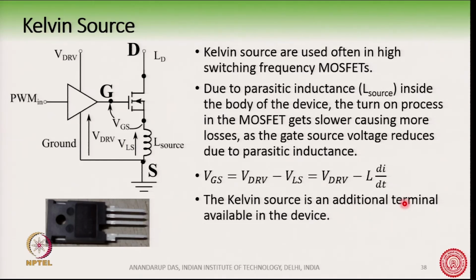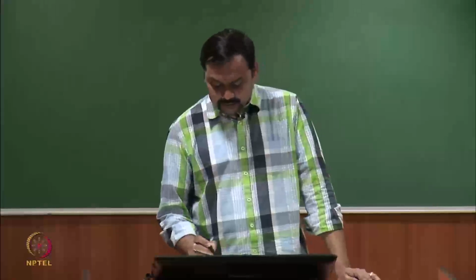So, what happens there? Now, as I told you, the MOSFET has some additional inductance inside the power device. Probably this is coming from the bond wires and from the interconnections like this. So, inside the body of the device, what will happen is that the turn on process in the MOSFET will get slower. Okay.